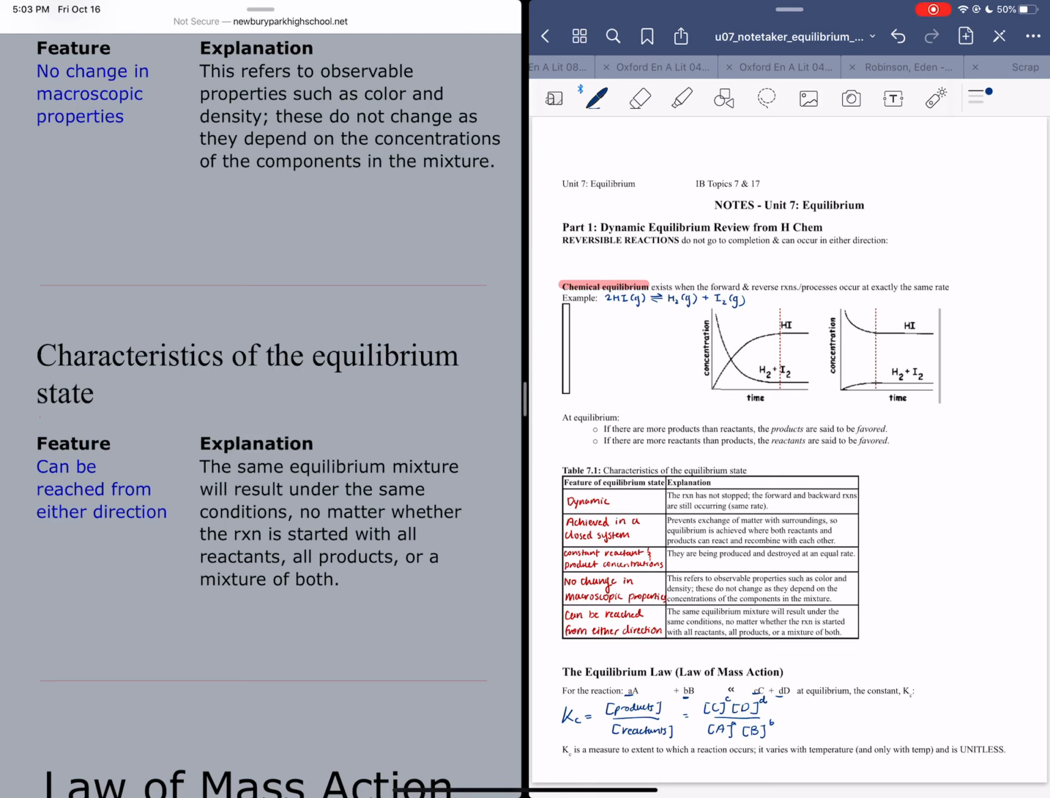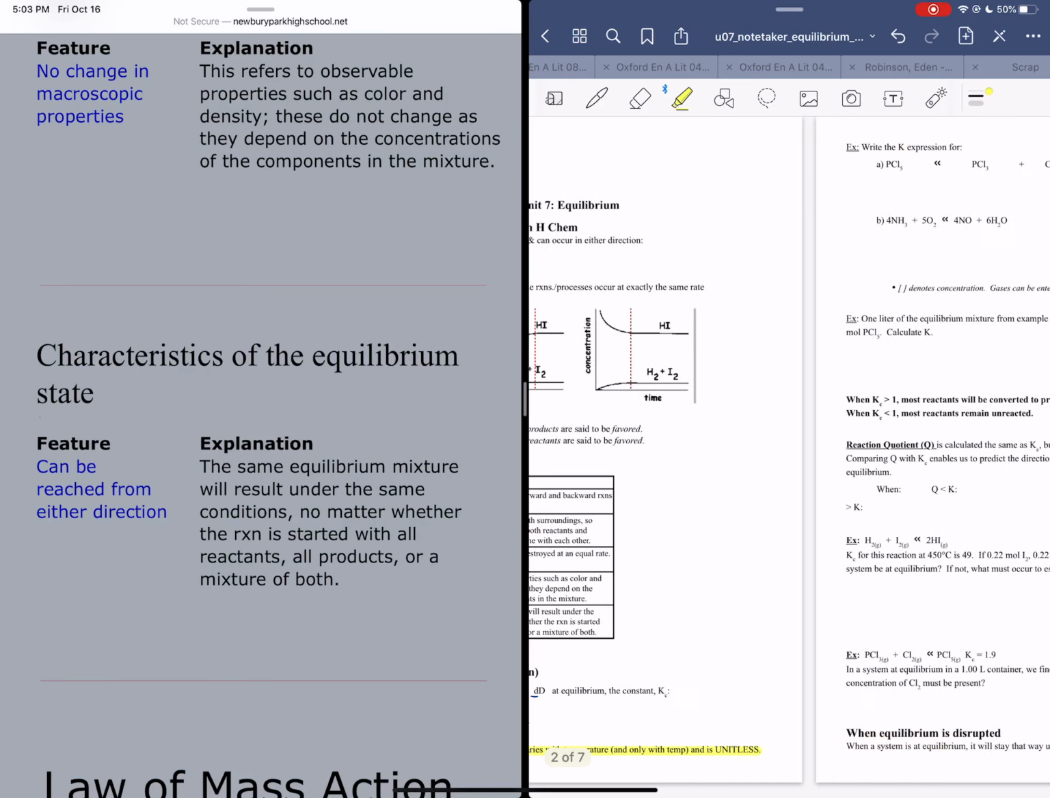Again, Kc, as it says here, let me highlight that. Kc is a measure of the extent to which a reaction occurs. It varies with temperature and only with temperature. So if a question asks you what effect pressure has on the Kc, nothing. The only time your Kc can vary is if you change the temperature. So keep that in mind.